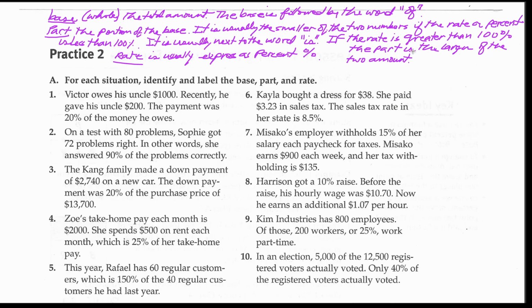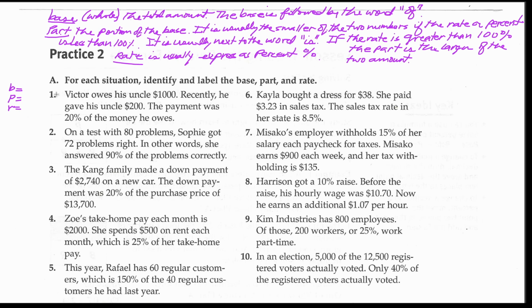Okay, let's get going. Let's look at number 1. Victor owes his uncle $1,000. Recently, he gave his uncle $200. The payment was 20% of the money he owes. So in this case, I am going to write B for base, P for part, and R for rate.